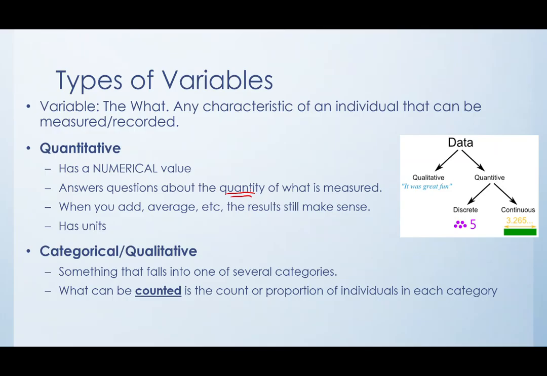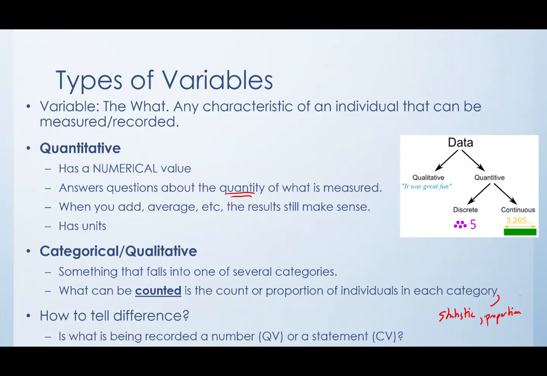And that's actually going to end up being our summary statistic, which is going to be a proportion. How do we tell the difference? Well, basically, your main line of defense is asking, is what's being recorded a number, which would be almost always quantitative, or is it a statement? Yes, no, brown, green, Irish, whatever, right? In that case, categorical.